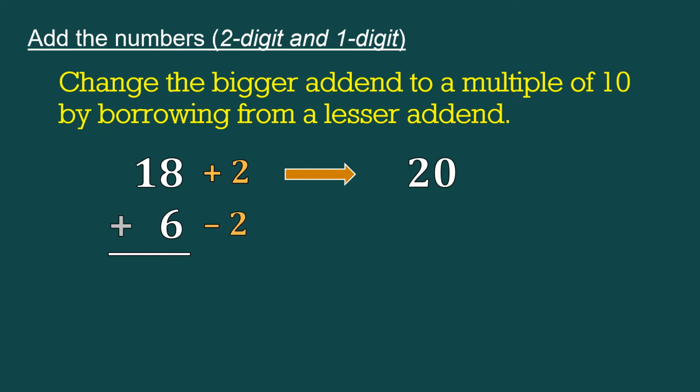Since we borrowed 2 from 6, it now becomes 4. We add the newly formed addends. 20 plus 4 is equal to 24. So, the sum of 18 and 6 is 24.